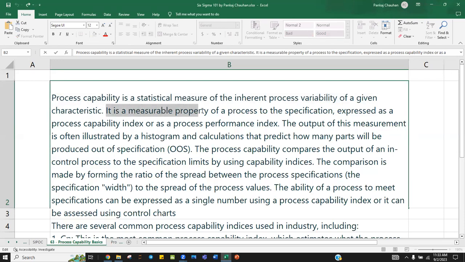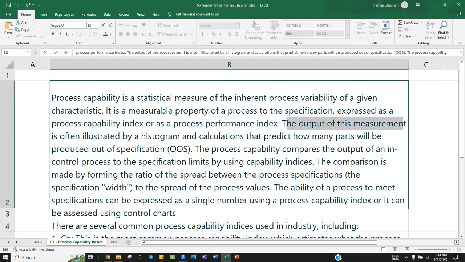If it is measured properly against the specification, this is expressed as the process capability index or process performance index. So index means a number. What are the numbers that represent the capability?